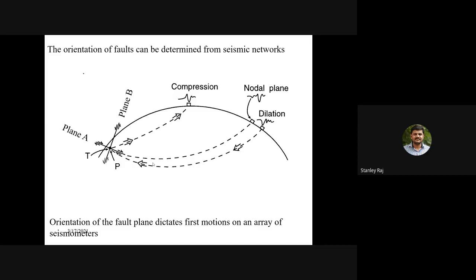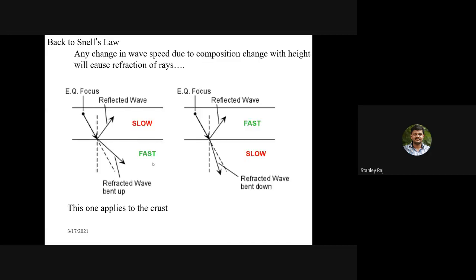So the compressional and dilation of a compressional wave. So how do these seismic waves propagate? This is very important. Any change in wave speed due to the composition change with height will cause refraction of rays. So the wave can be reflected and it can be refracted also.